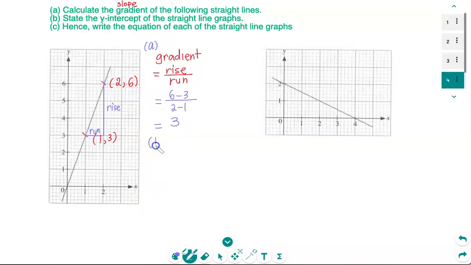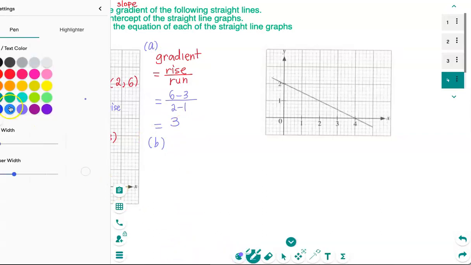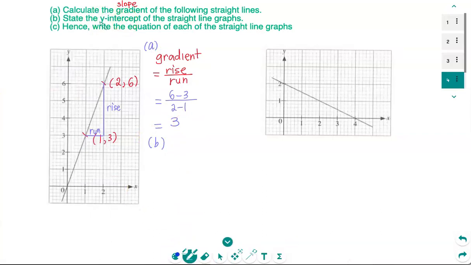Now part B, the y-intercept of the graph tells you where it cuts on the y-axis. So for example, just like a quick sketch, if I have a y-axis here and an x-axis here and a straight line, this straight line cuts the y-axis at this particular point. And this y value would be your y-intercept.